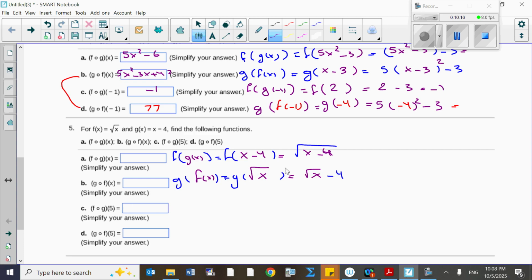Okay, now I want to find f of g of 5. This time I'm going to use this way. I'm just going to plug in 5 into the function that I already found for f of g. So that's going to be square root of 5 minus 4, which is the square root of 1, and that's equal to 1. To find g of f of 5, I plug in 5 into this function that I found: square root of x minus 4, and here on the radical, I'm going to write 5. And that's it. I cannot simplify this. I can just keep it like that.